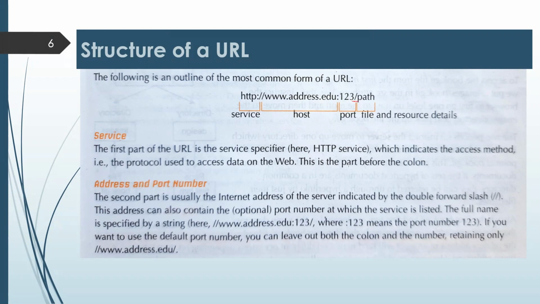The forward slash after the host, after which part? After the host and port part, that forward slash specification indicates what? The end of the address. That means end of the address means what? Your file or the resource or the data, where you will get. That is the end of the address, and the beginning of the specification of the file resource.